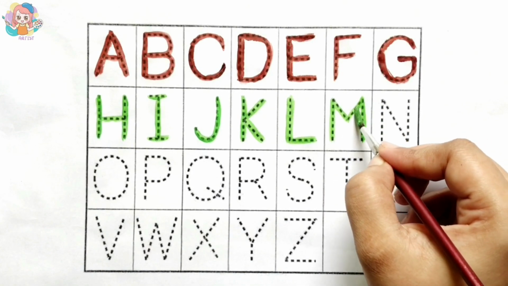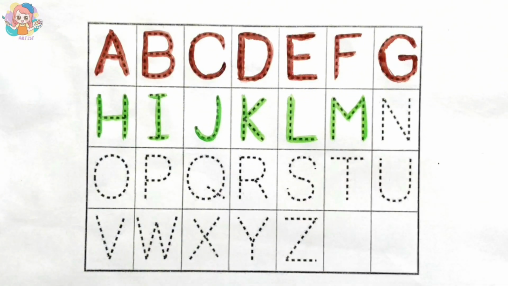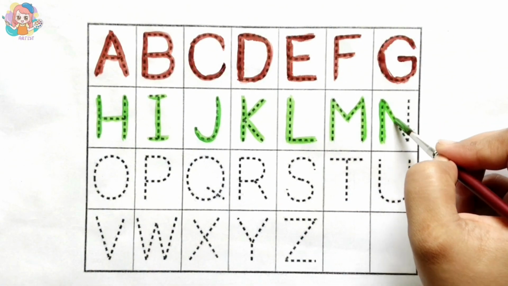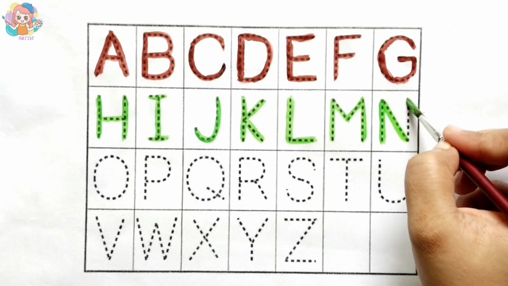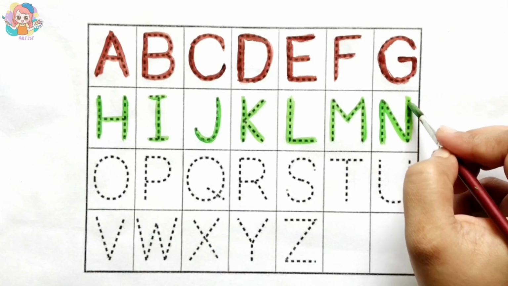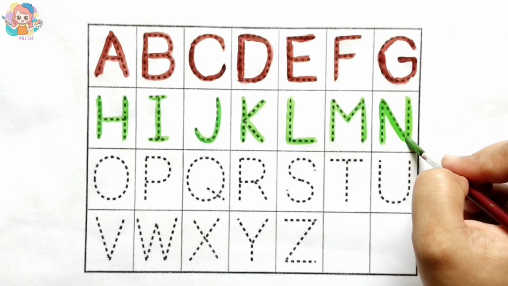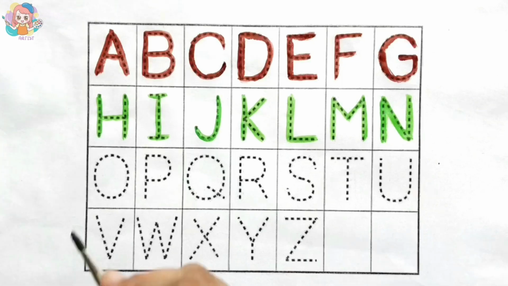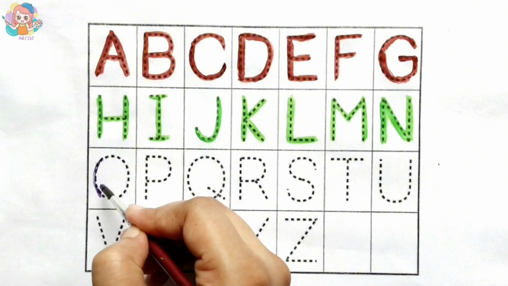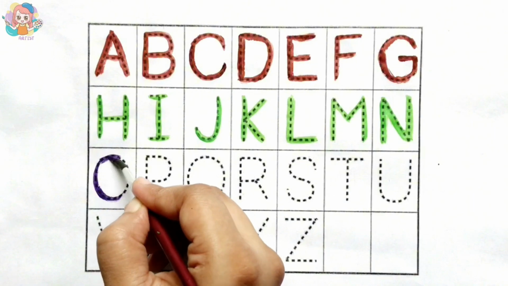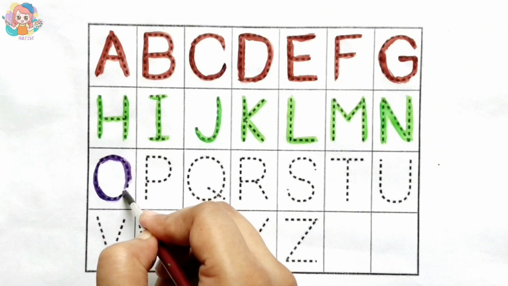N for nest. Now I know my ABCs. Next time, purple color. O for octopus. Won't you sing with me?